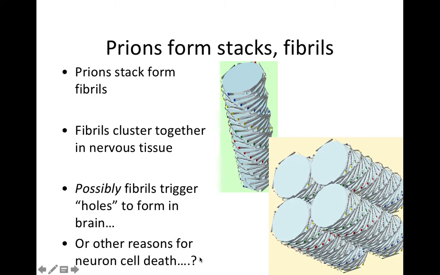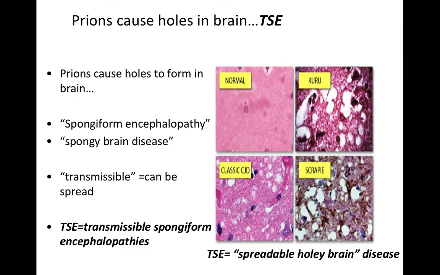Or it might be that there's another mechanism for the neuron cell death. Maybe because the prions can't carry out their functions, perhaps this triggers neuron cell death. So what we can see is literally the holes that form in the brain. So these would be samples, thin sections through the brain that have been stained, and we're looking at them with a light microscope.